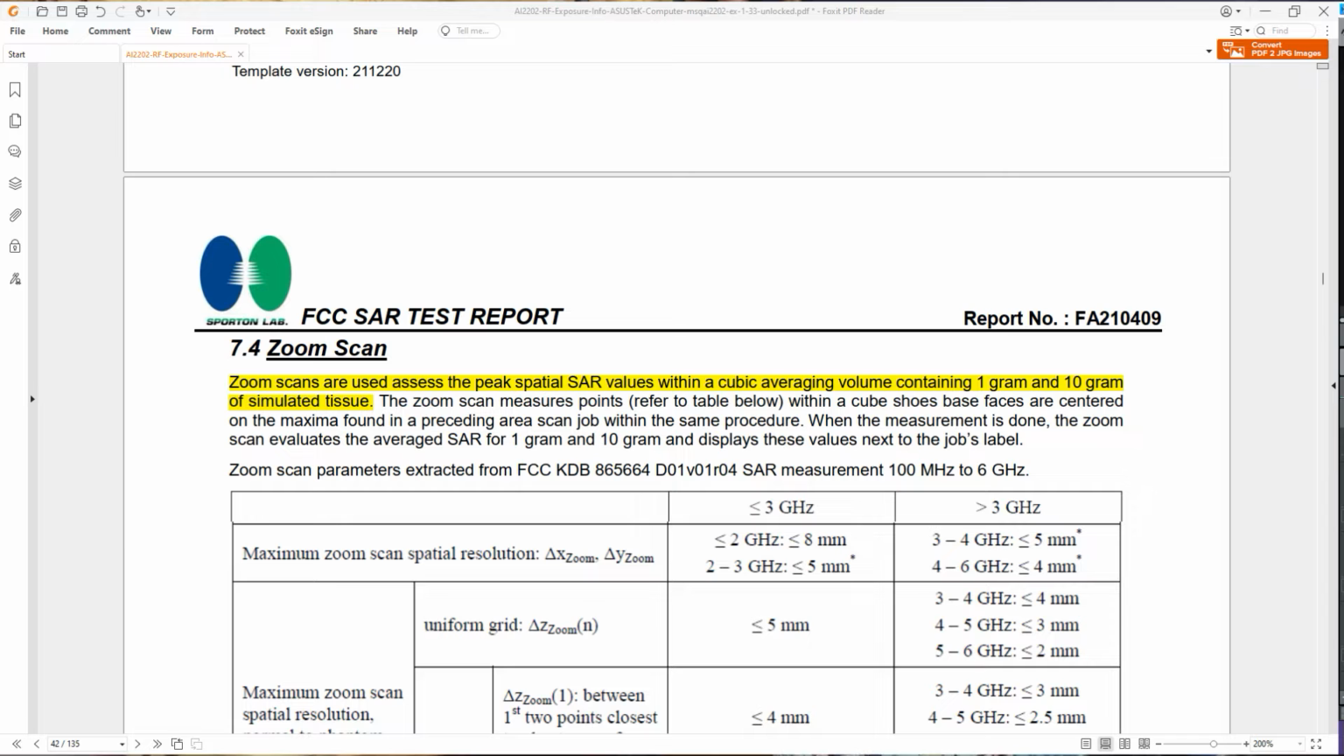Now, this tissue thing is a little bit odd, so we come down here, and in the zoom scan section, we read, zoom scans are used to assess the peak spatial SAR values within a cubic averaging volume containing 1 gram and 10 gram of simulated tissue. Remember that, simulated tissue. So what they're actually doing here is using kind of like tissue juice. It's not a real human head or hand, it's like a little bowl of tissue juice.